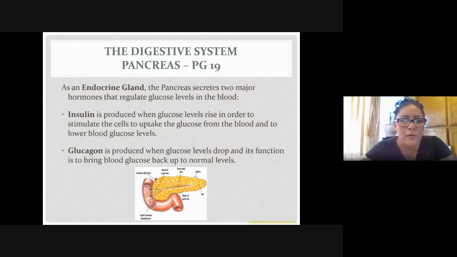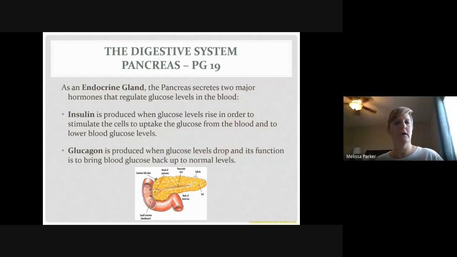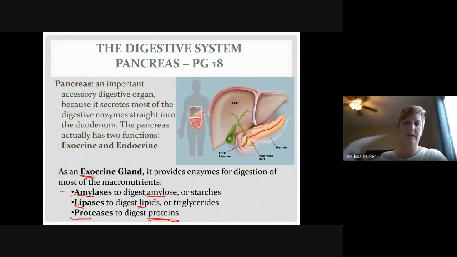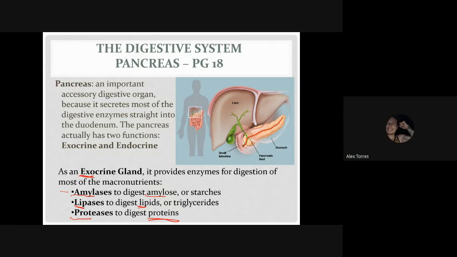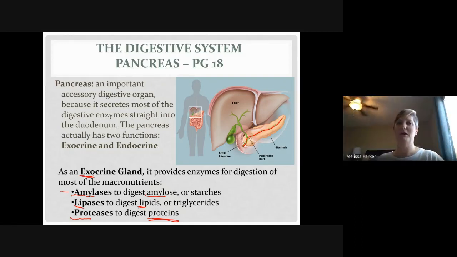What page is that on? 18. If you look on the slides too, I have the page numbers at the top. Can you see the slides, right? Are you guys seeing them? Yes. Okay, just checking. Make sure you tell me if you can't see them. So this is on page 18 where it's talking about this. All right, so we're gonna move to the next slide.